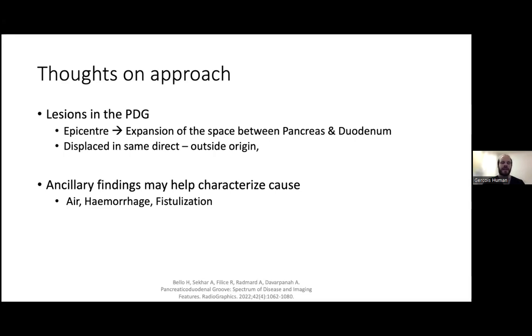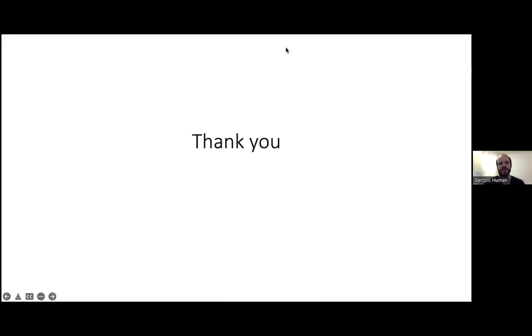Especially with infiltrating lesions, one can look at the ancillary findings that could help. So that's your lymphadenopathy, things like air within the region, hemorrhage or fistulization upstream, duct irregularity, and things like that. So those are two small points to try and help differentiate where it's coming from. Thank you. Thank you very much.